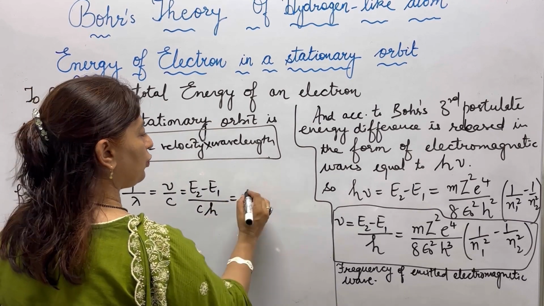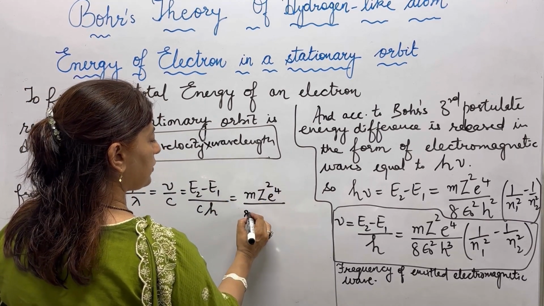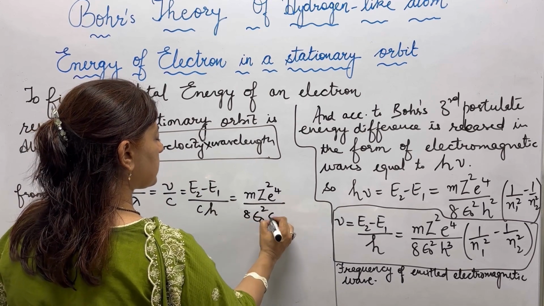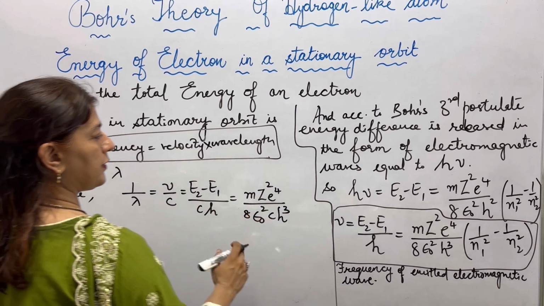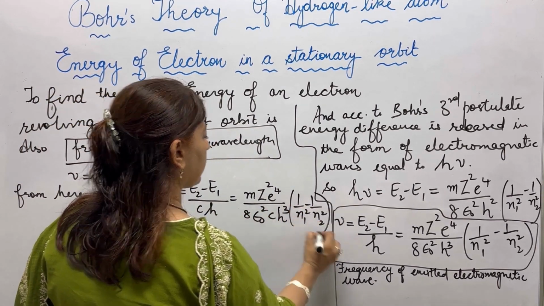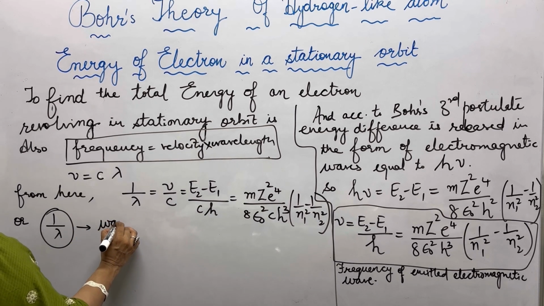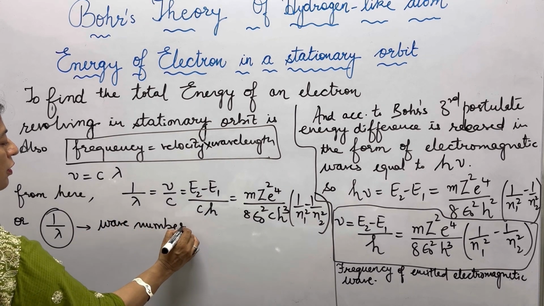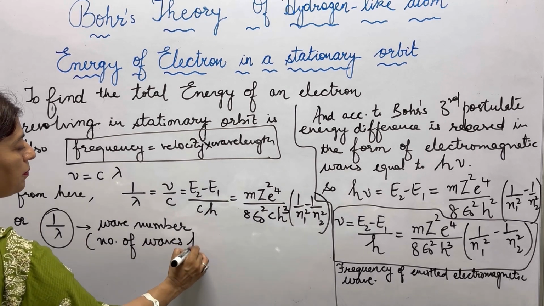And this thing will be further equal to m z to the power 2 e to the power 4 upon 8 epsilon naught square c. Now c is also added in the expression, (1 by n1 square minus 1 upon n2 square), or 1 upon lambda. This is called the wave number. Wave number means number of waves per unit length.